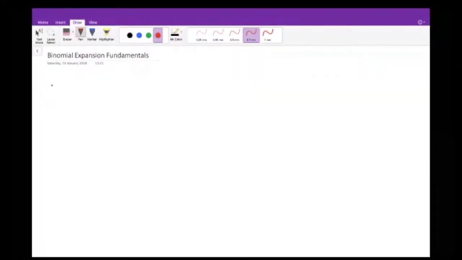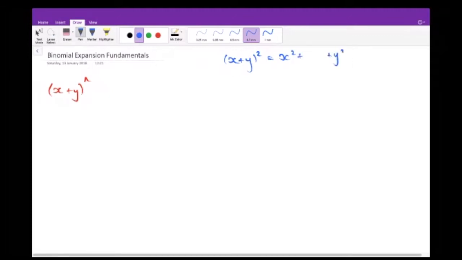So let's say we've got a bracket that is x plus y to the power of n. And what's going to happen is this is going to expand and we're going to have lots of terms. Now for the simplest one, let's say we had our x plus y squared. Well, hopefully you tell me that I need each of the individual terms squared on the end, and then in the middle, I'd have two lots of the terms multiplying.